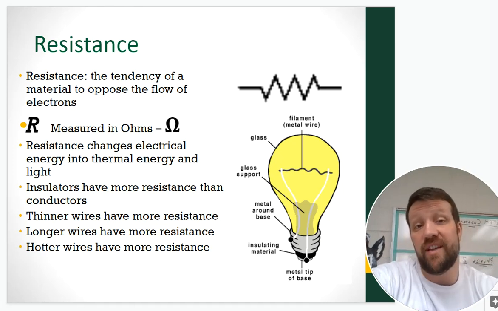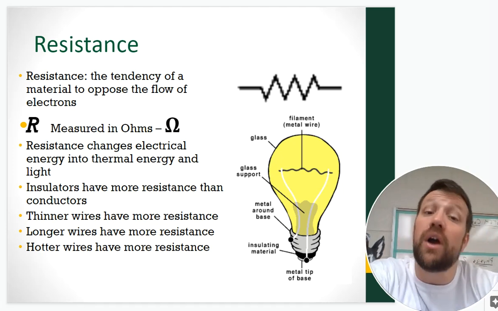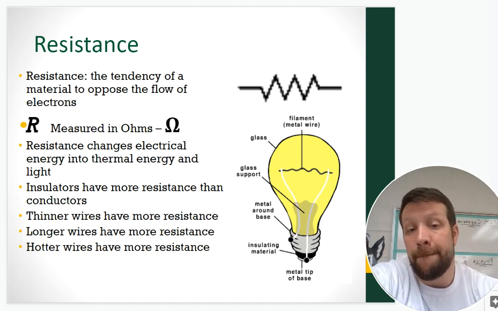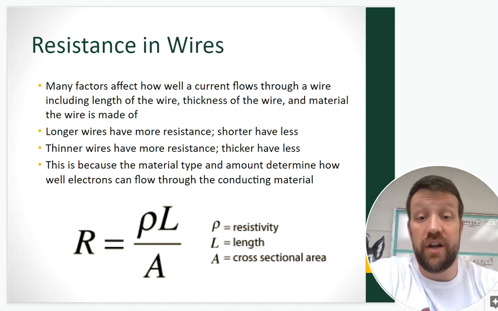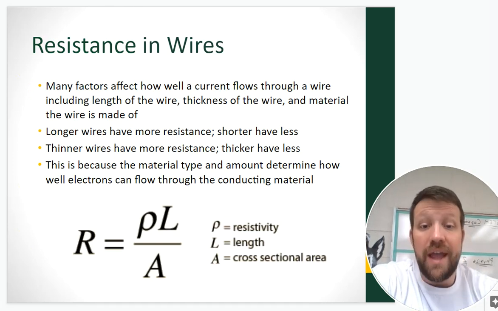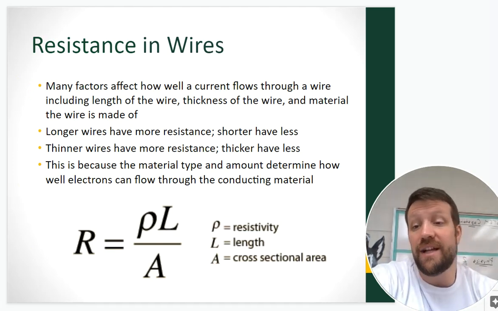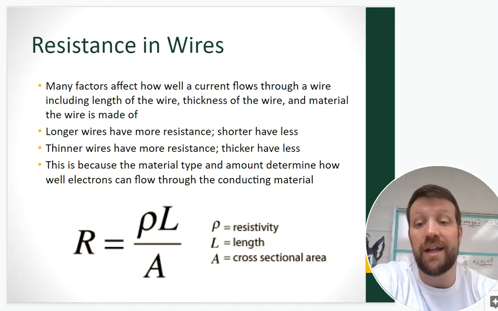And hotter wires have more resistance because they've already got that thermal energy, and that makes it difficult to transfer other types of energy through the wires. Now, this resistance can actually be calculated within wires, right? So many factors affect how that works through the wire. Again, longer, thinner, and the material has a lot to do with this as well. But you see the thinner, the cross-sectional area, that's how we're going to calculate that.